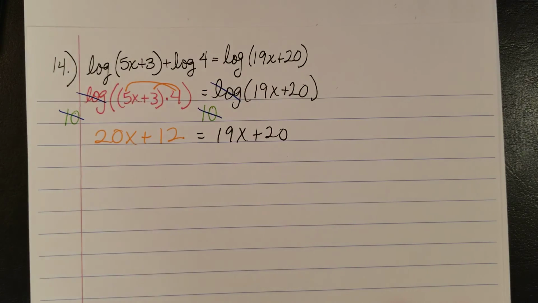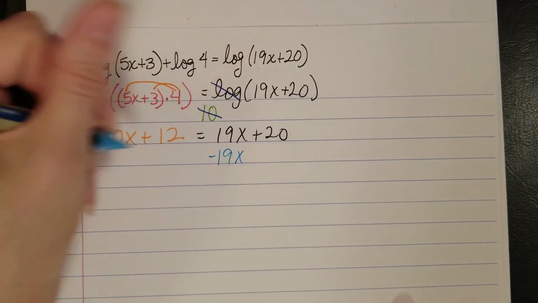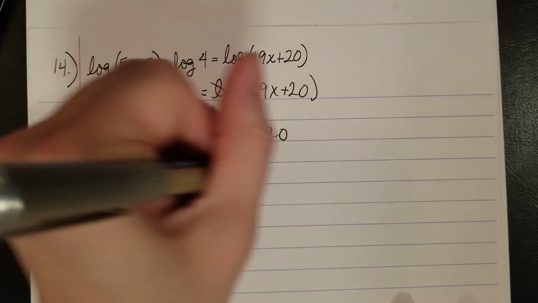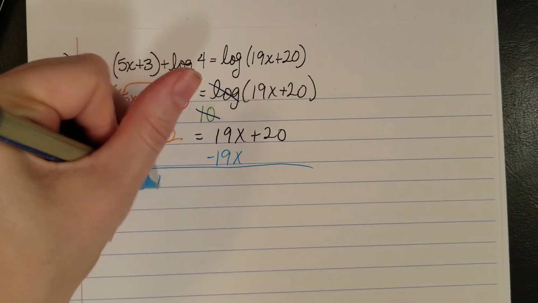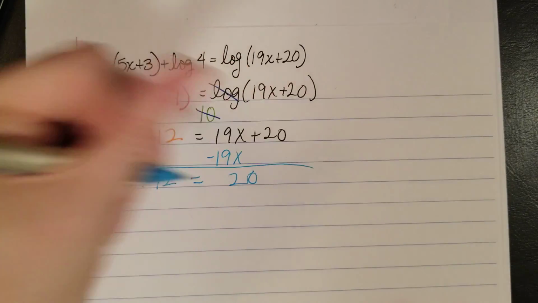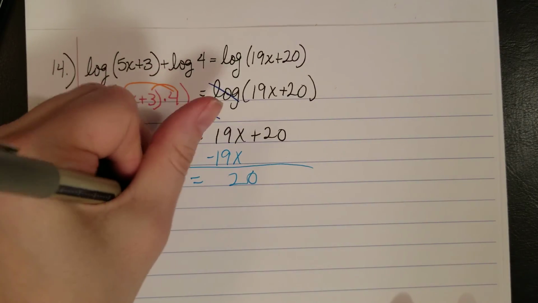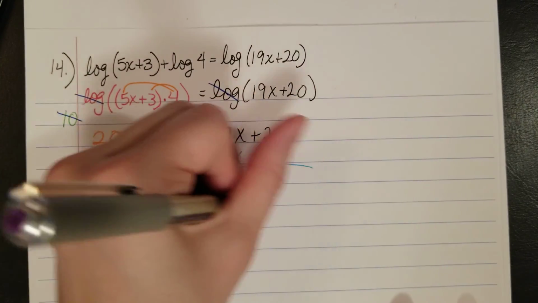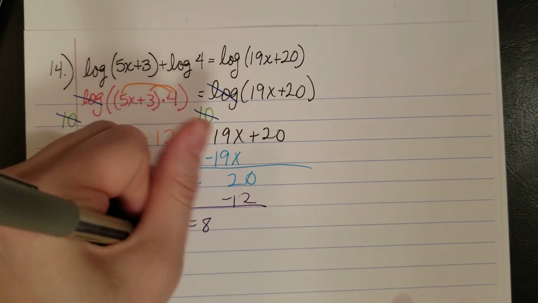So I want to get all the x's on one side, so I would subtract 19x from both sides. So that would make it 1x plus 12 equals 20. And then just subtract 12 from both sides. So that would make it x equals 8.